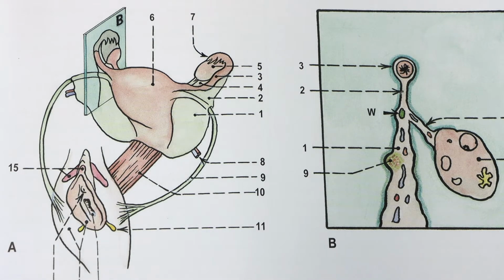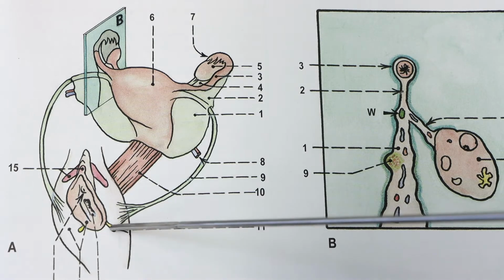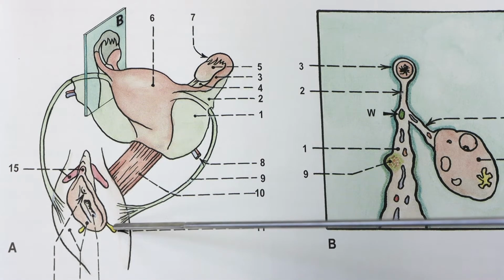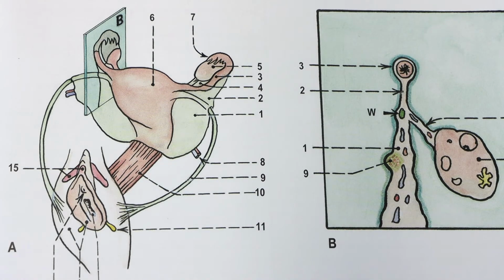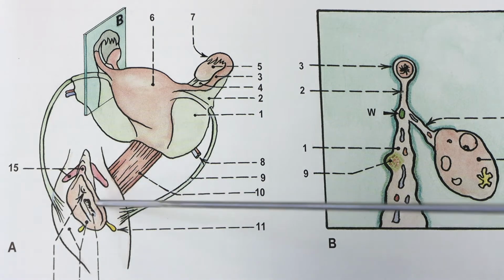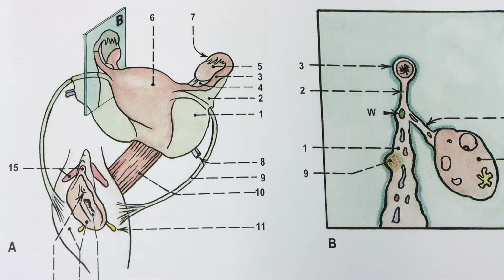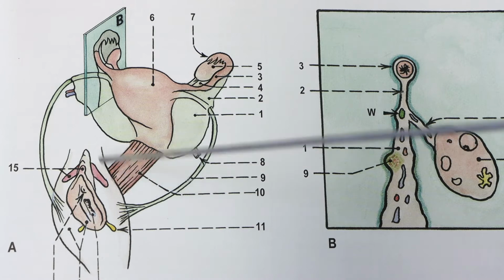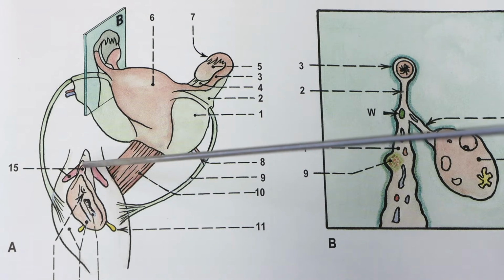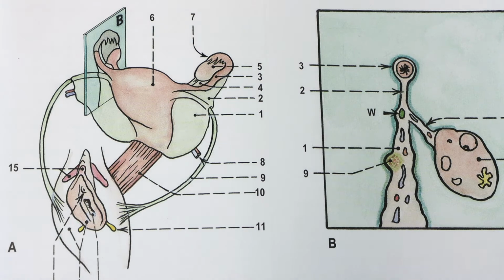It contains the major vestibular glands, or glandulae vestibulares majores. They are paired here. And also the bulbi vestibuli, or vestibular bulbs, together with the clitoris, which is composed of the glans clitoris, body of the clitoris, and crura. They are part of the external female genital organ.